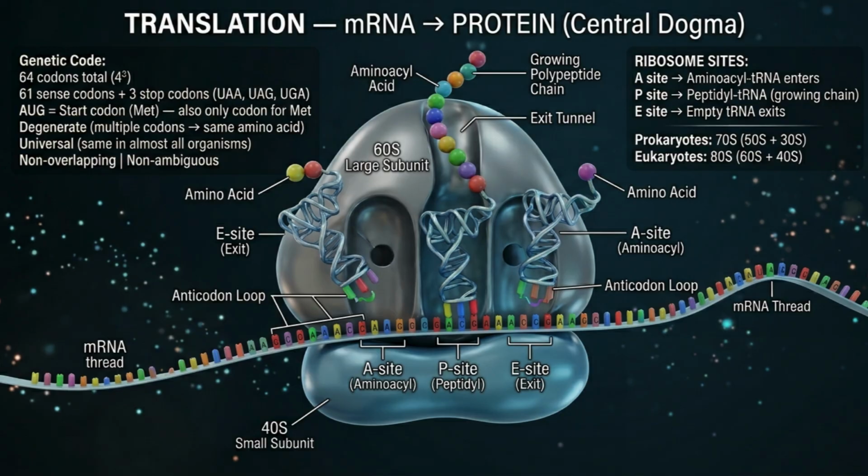Translation happens at the ribosome. The ribosome has 3 sites: A site, where the new aminoacyl tRNA enters; P site, which holds the growing polypeptide chain; and E site, where the empty tRNA exits. In prokaryotes, the ribosome is 70S, 50S plus 30S. In eukaryotes, it's 80S, 60S plus 40S.